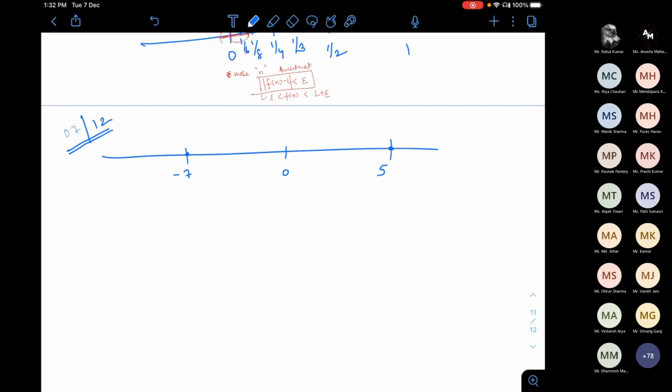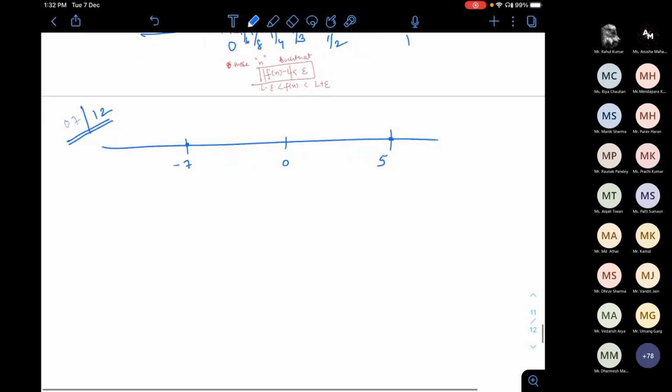Let me recount. I am saying I have picked two numbers on the real line. How far are they? They are at infinite distance, very far. This is minus 7 and, sorry, 5. Plus 5. How far are they from each other? They are not at any finite distance.